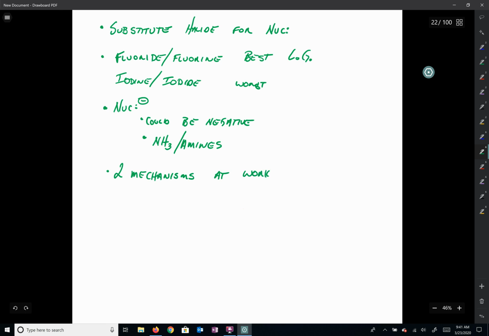And the two mechanisms, what's going to be different about them is the reaction conditions that they are in. One of these mechanisms you are going to be far more familiar with than the other. But we'll introduce the new one first, and then we'll go look at the second one.